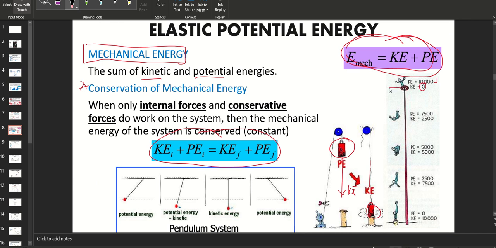So, at this point, nabawasan yung potential energy, na-convert siya into kinetic energy. And then at half or midway, 50-50 na sila. 50 potential energy, 50 kinetic energy. At 75% of the distance, 25, 75, and then here, the whole potential energy is converted to kinetic energy. So, how do we compute for this one?